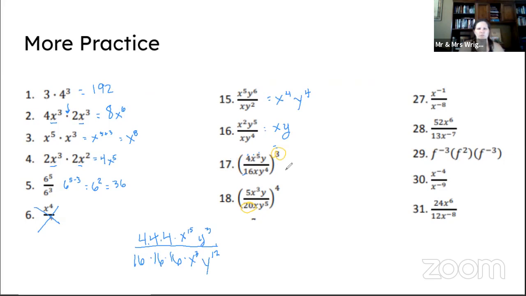All right, I'm working on problem 17 here. I conflated 17 and 18 last time. I apologize. All right, so we're going to do the same process, though. I'm going to rewrite my 16 as 4 times 4. I'm going to rewrite each one of these as 4 times 4. And that's going to allow me to cancel out my top with my bottom, okay?